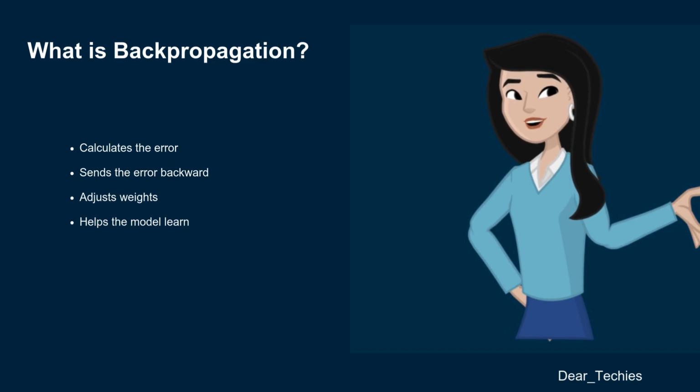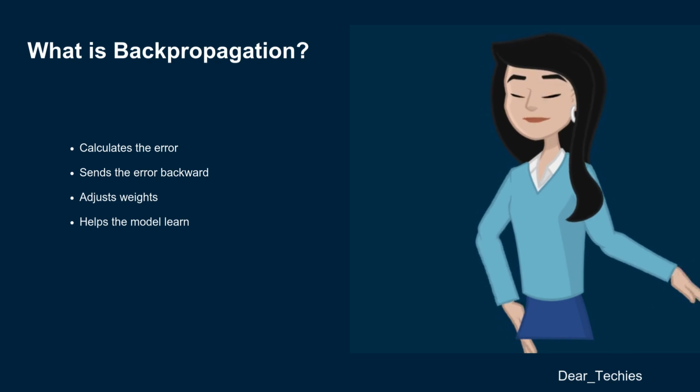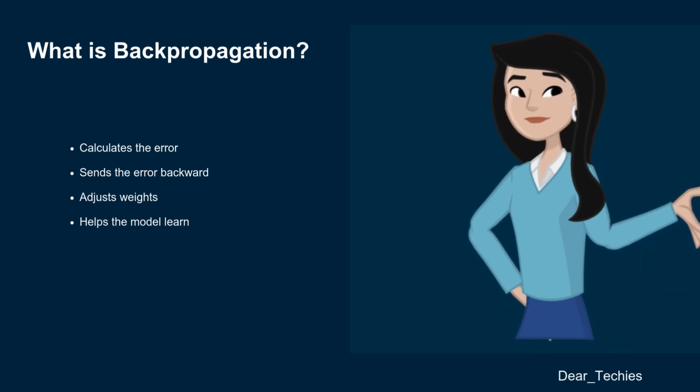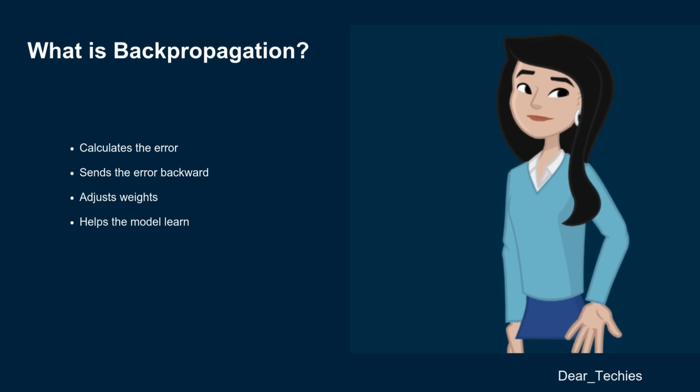Backpropagation is the learning process. After the forward pass, we compare the predicted output with the correct answer. This difference is the error. Backpropagation sends this error backward and updates the weights so the model can perform better next time.